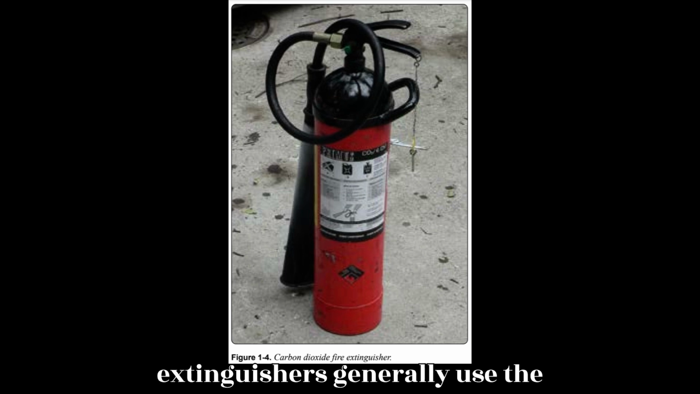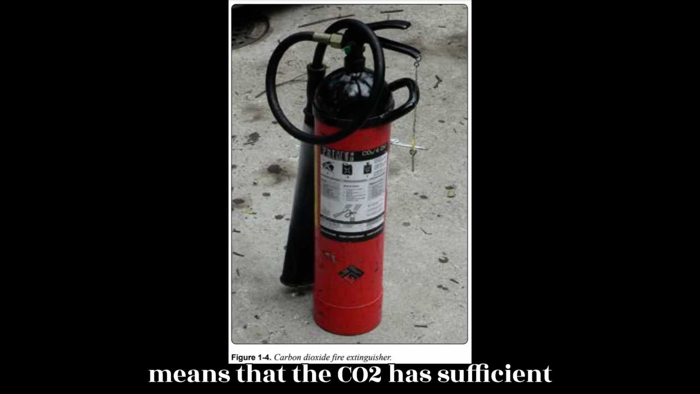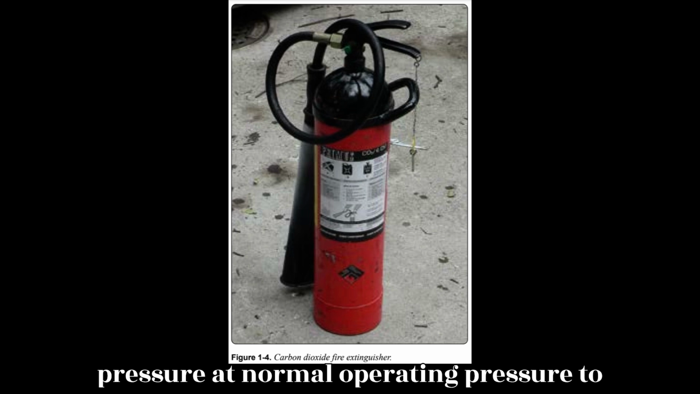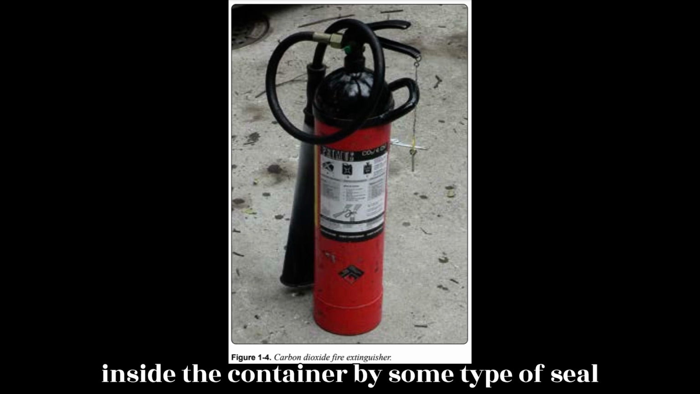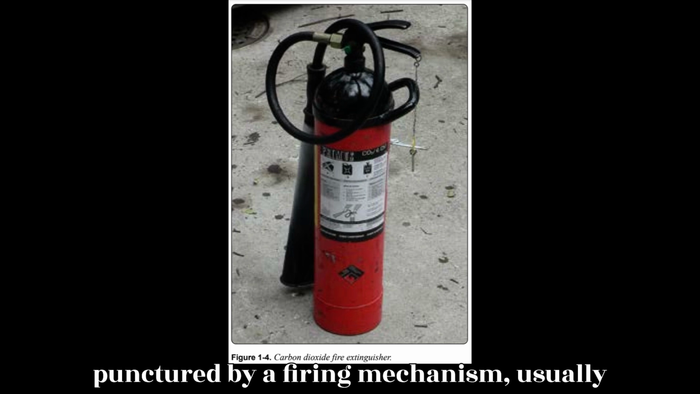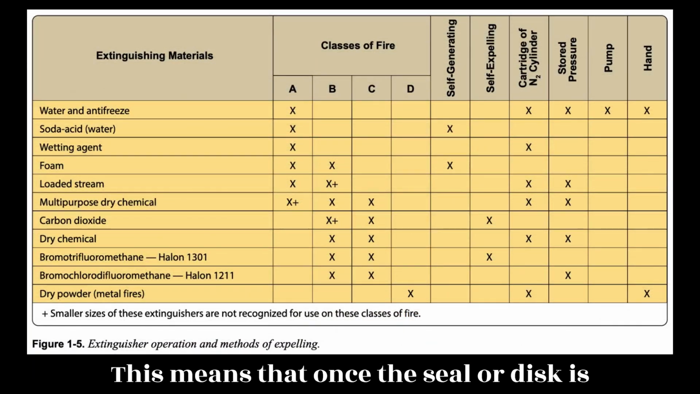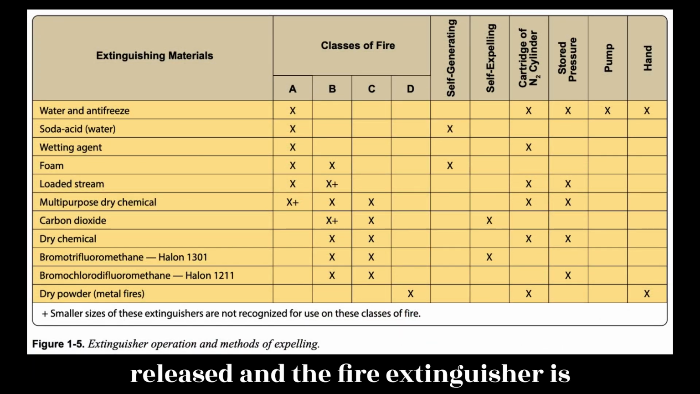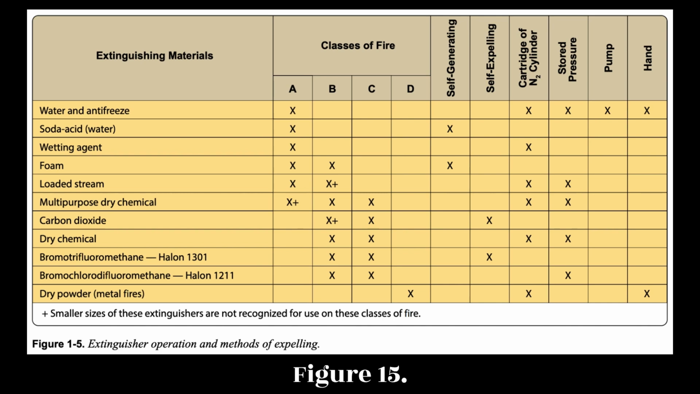CO2 fire extinguishers generally use the self-expelling method of operation. This means that the CO2 has sufficient pressure at normal operating pressure to expel itself. This pressure is held inside the container by some type of seal or frangible disc that is broken or punctured by a firing mechanism, usually a pin. Once the seal or disc is broken, pressure in the container is released and the fire extinguisher is spent, requiring replacement. Figure 1.5.